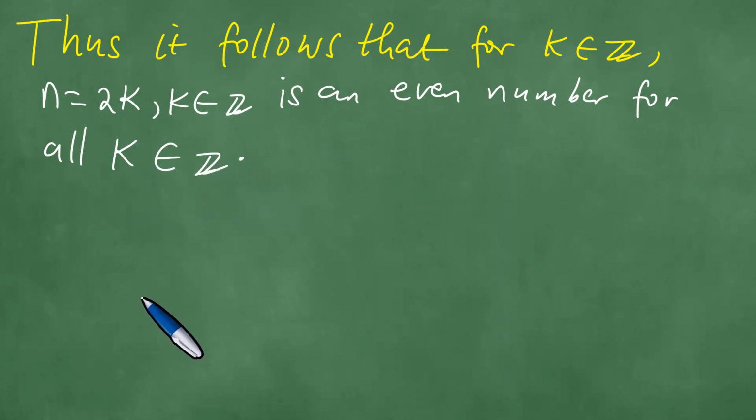Okay. Right, so we are done. Because thus it follows that for k in the set Z of integers, n equals 2k is an even number for all k in the set of integers.